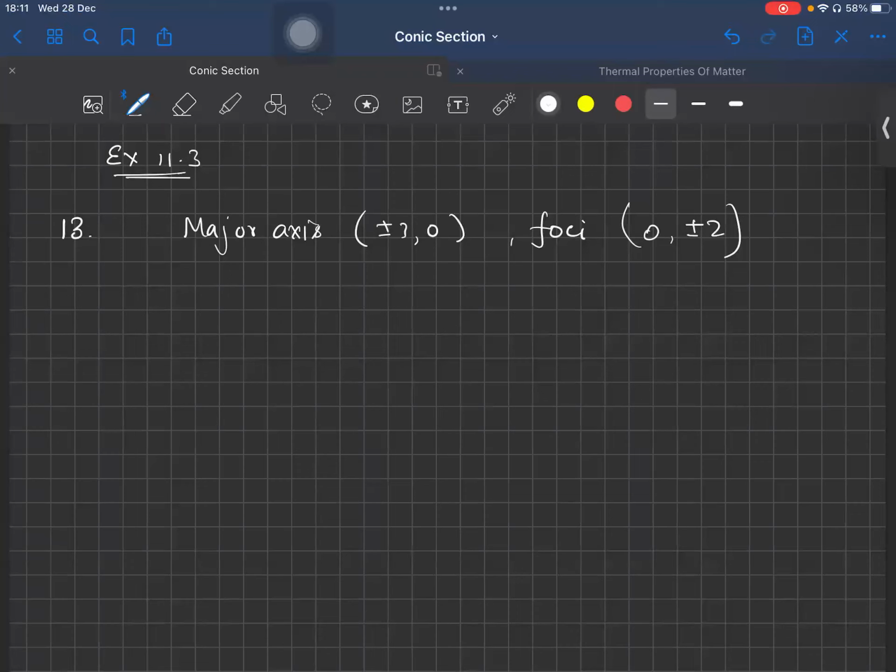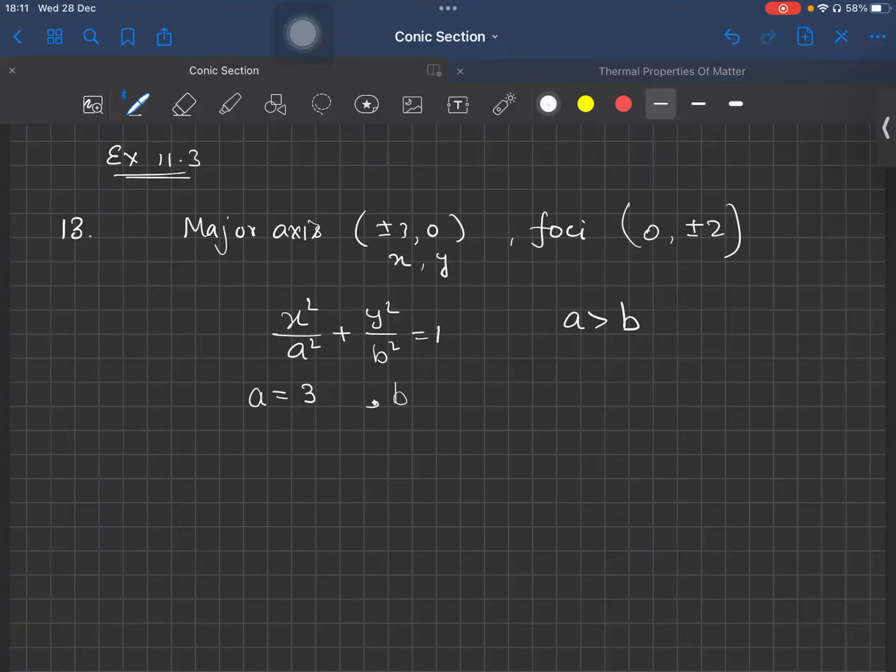See, the major axis is on the x-axis, right? This is x and y, isn't it? That means the equation of ellipse is x square upon a square plus y square upon b square is equal to 1. Where a is the semi-major axis, that means a is greater than b here. Now, accordingly, a will be equal to 3, it is given. So what will be b?